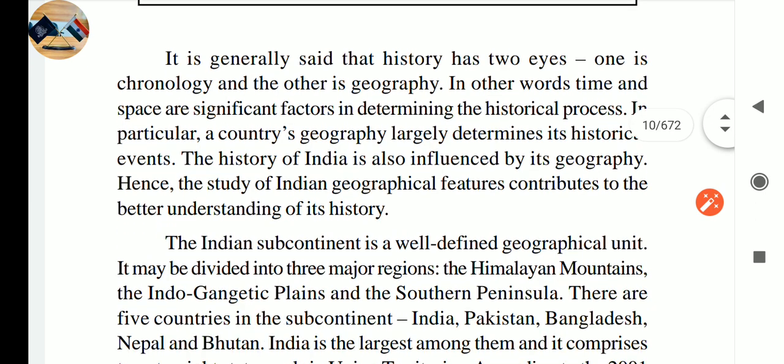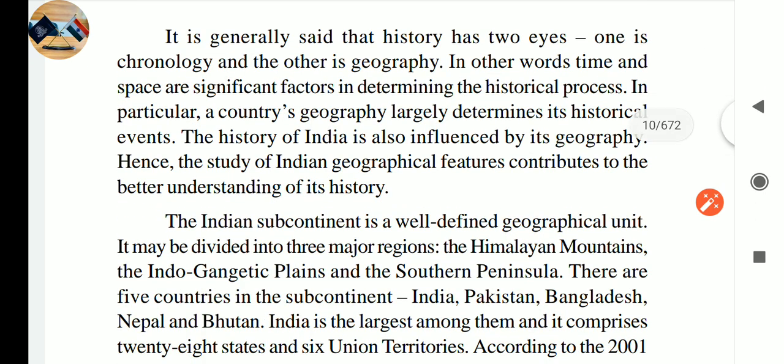A beautiful thing. See, as I told initially, it is generally said that history has two eyes. One is chronology. Chronology is nothing but orderly arrangement, and the other is geography. In other words, time and space are significant factors. That is time. Of course, 1 second before, that past is also called history. That is, all the things that happened before 1 second also come under history.